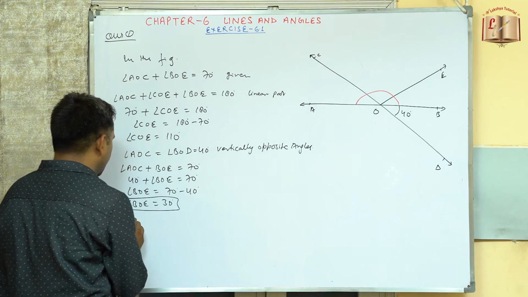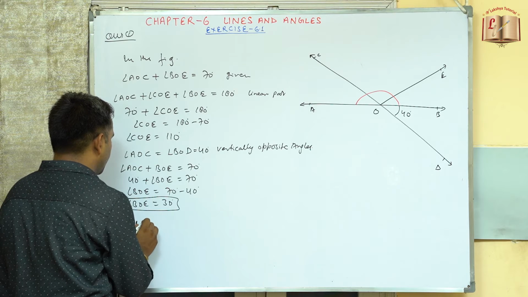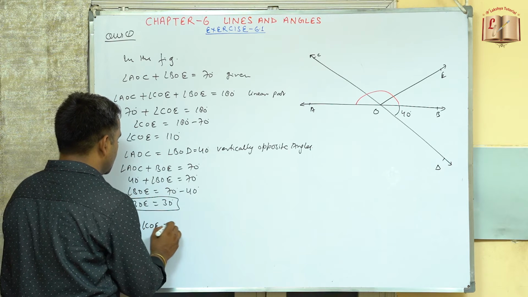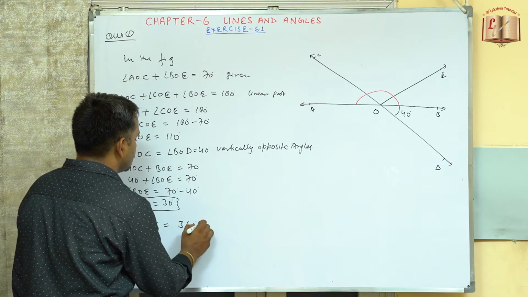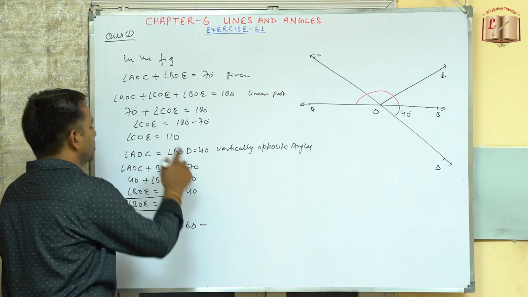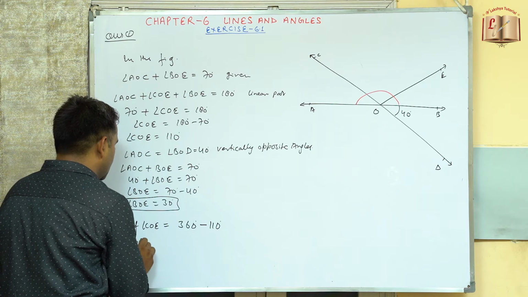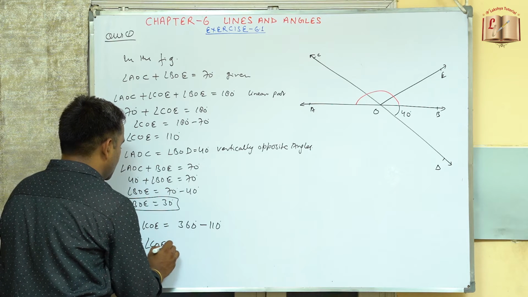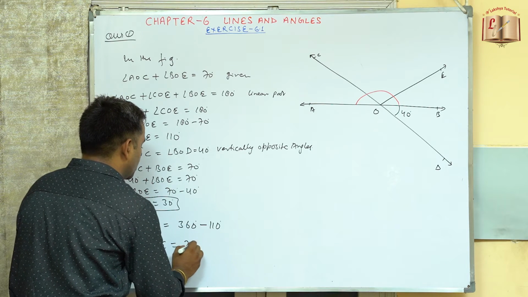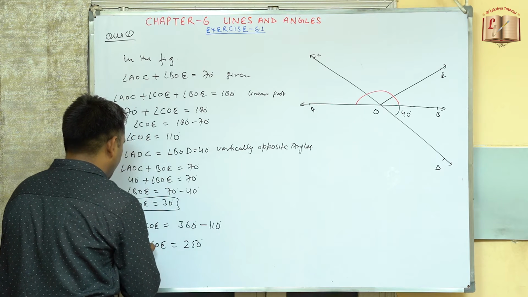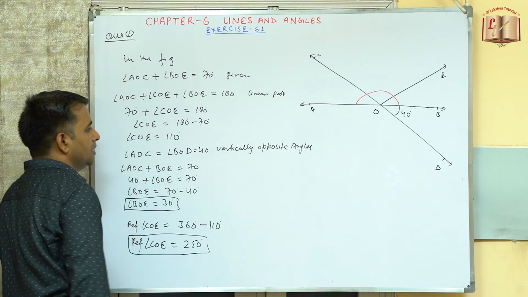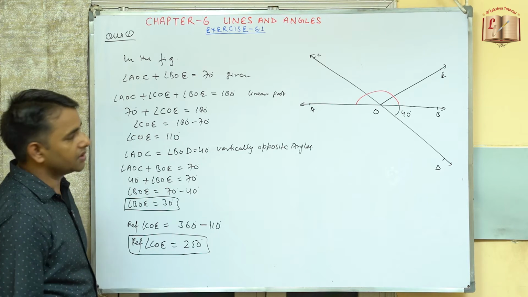So अभी हम क्या करेंगे? Reflex angle COE, this will be equals to 360 degree minus angle COE. So this is 110 degree. So reflex angle COE will be equals to 250 degree. So these are the values for the first question.